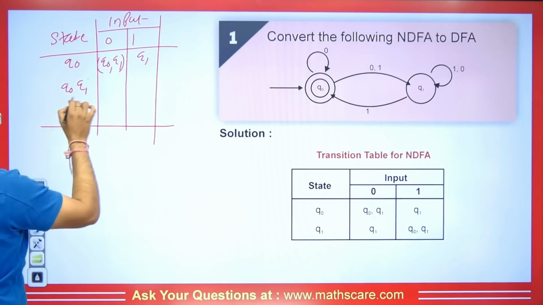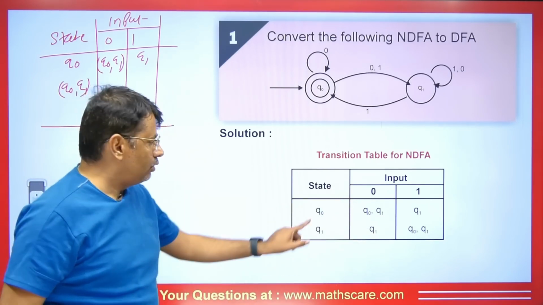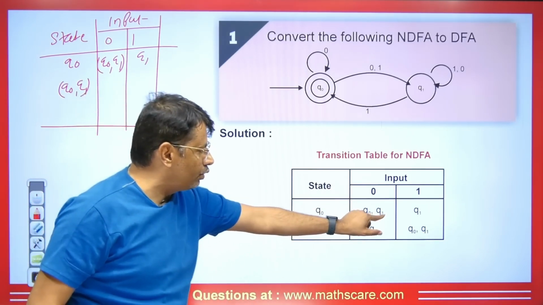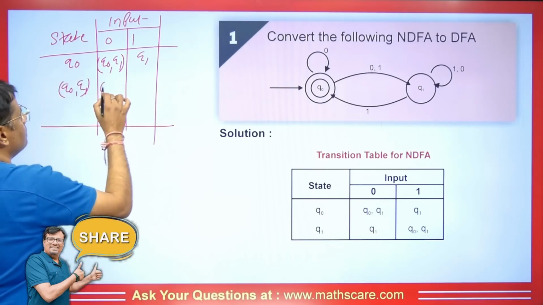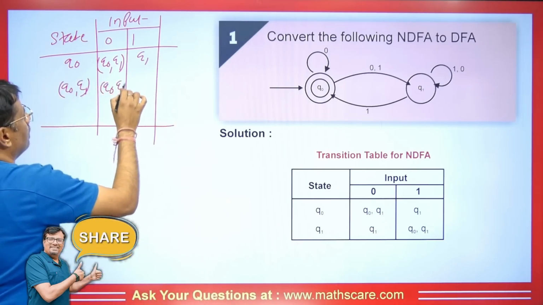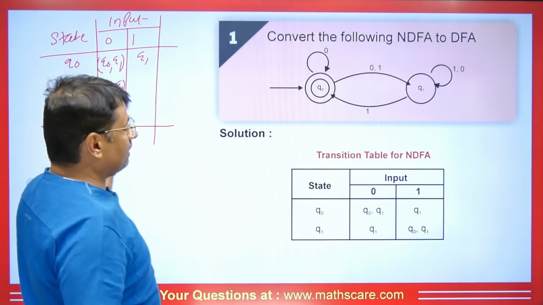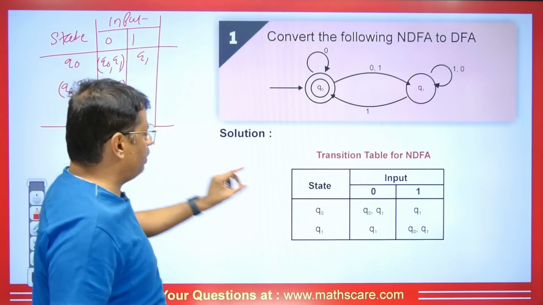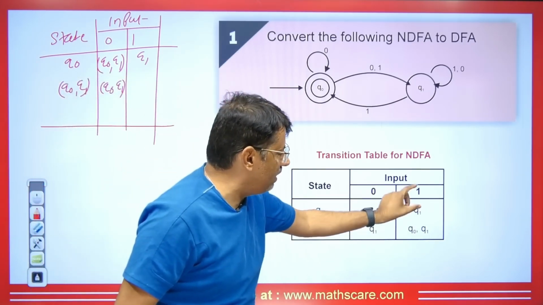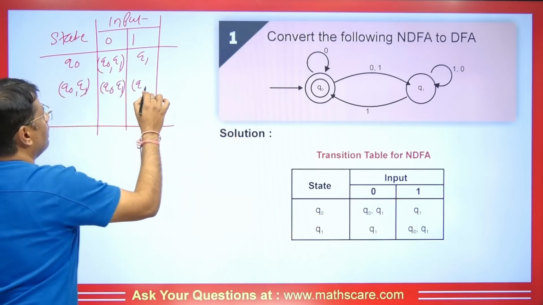Now, students, look at the table at Q0 and Q1. What is the input coming on 0? If we take both Q0 and Q1 at 0, ultimately, the input will be Q0, Q1 only. Therefore, we will write Q0, Q1 in the table, right? Moving on, let's talk about 1. How much input is coming on 1? It is Q0, Q1. Look at the table, input coming on 1 is Q0, Q1. We will write Q0, Q1 here.